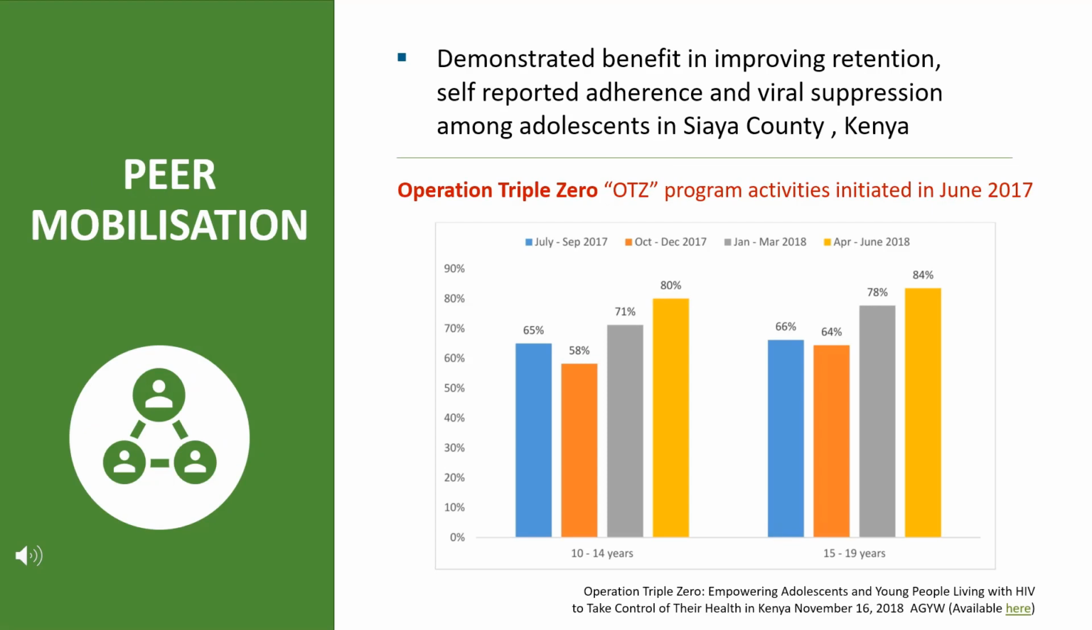Peer-based support services are especially impactful for adolescents. In this slide and the next, we see 2 examples.